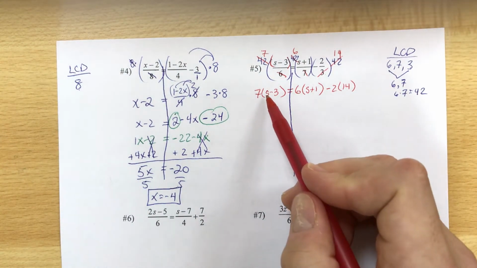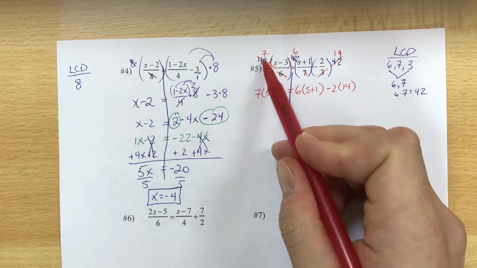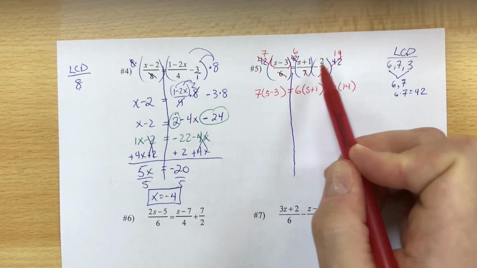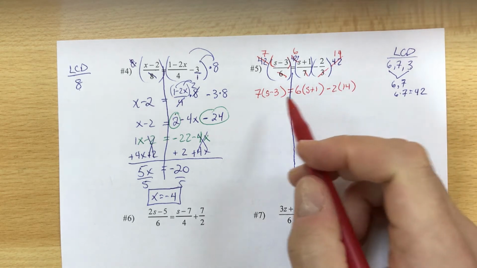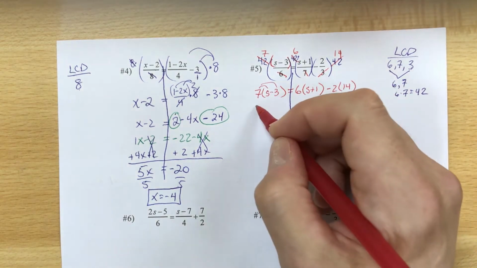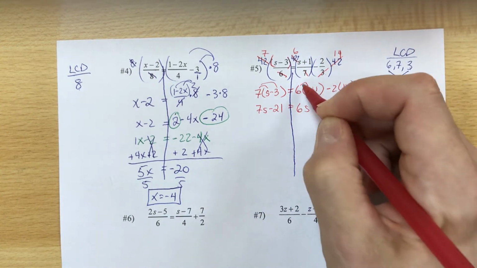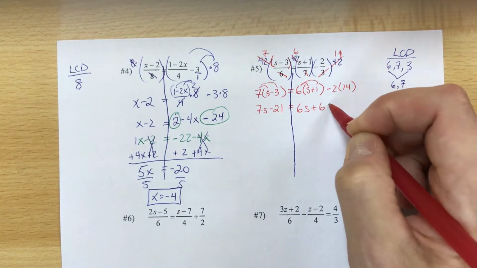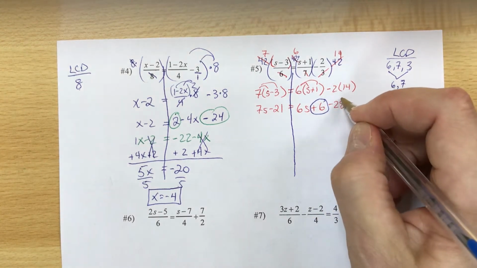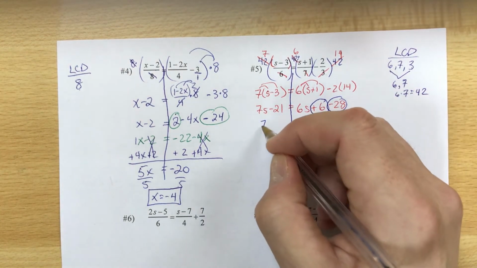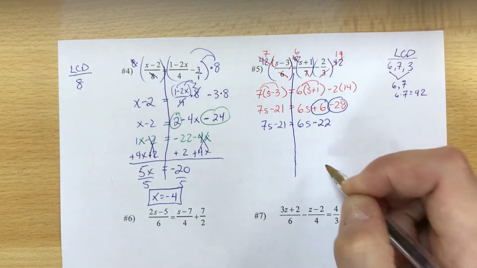Now, if you want to do the distributing from here, you can. Again, why are we doing this? Notice that we just reduced all of our denominators so that we don't have any more fractions. That's the point. So we distribute now. 7s minus 21 equals 6s plus 6, and then this is minus 28. So now we're going to combine like terms on the right side. Positive 6 minus 28, we get minus 22.